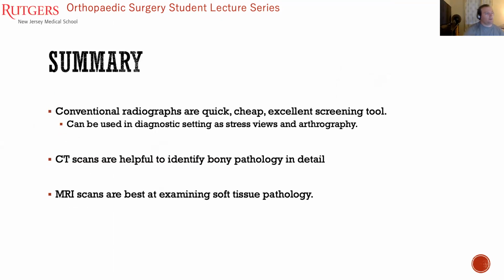So generally, a quick summary. We know that conventional radiographs are generally a quick, cheap and excellent screening tool, and can also be used in a diagnostic setting, such as stress views and arthrography. CT scans are helpful to identify bony pathology in detail. And then MRIs are generally best at examining soft tissue pathology.